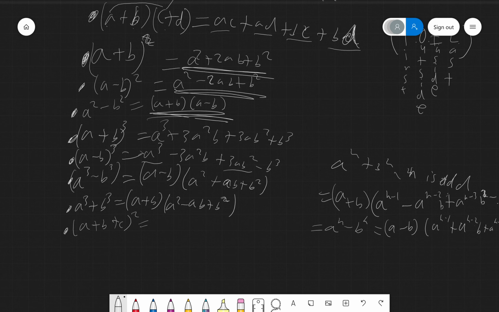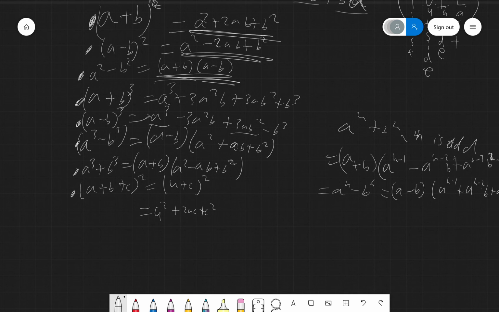If a plus b is u, then we're going to have u plus c squared. Hey, we know how to do u plus c squared. That's just u squared plus 2uc plus c squared. Now we plug back u equals a plus b, and we get a plus b whole squared plus 2 times a plus b times c plus c squared.